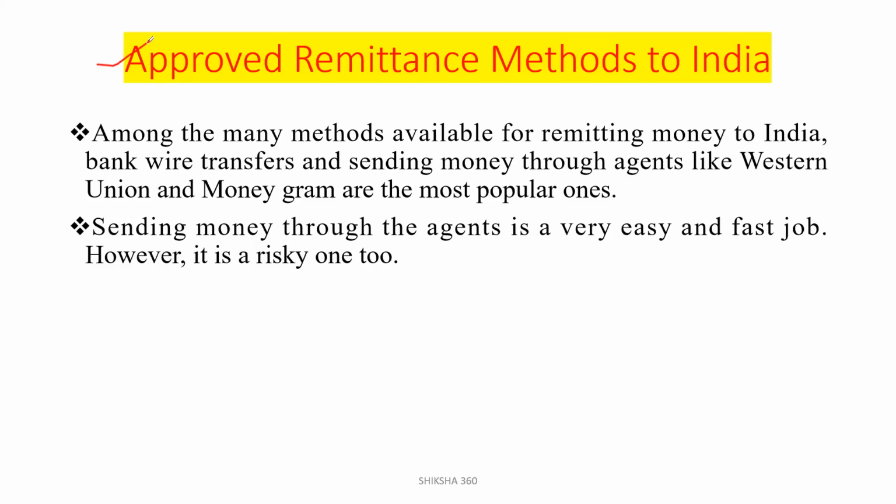Now, what are the different approved methods of remittance to India? Among the many methods available for remitting money to India, bank wire transfers and sending money through agents like Western Union and MoneyGram are the most popular ones. Sending money through agents is a very easy and fast method. However, it is risky too, because there are chances of theft in the case of agents, or they may charge a very high commission.